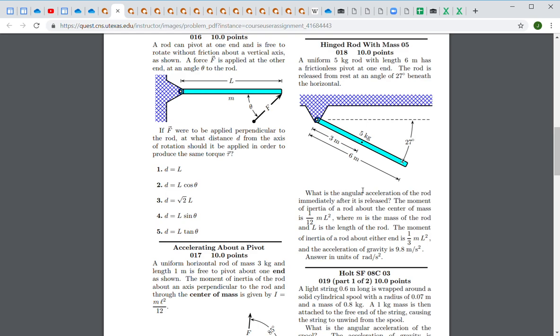So it looks like we need to do 5 times 9.8 times what is the moment arm? Well, that's this distance here, and that would be 3 meters times the cosine of 27 degrees. That would give us this moment arm for that force that's acting downward there. So that torque equals I, which is 1/3 ml squared, times alpha. Solve for alpha.